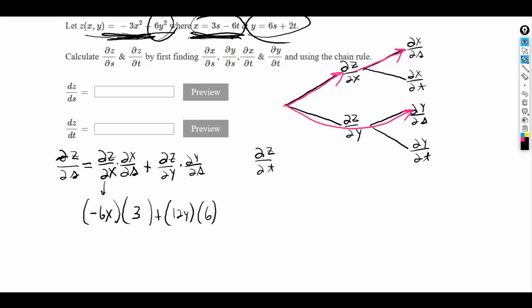Now we need these in terms of s's and t's. So we're going to replace the x with what x is equal to, 3s minus 6t. And we're going to replace the y with what y is equal to. And then we're going to multiply all of that out and simplify, which I will make quick work of.